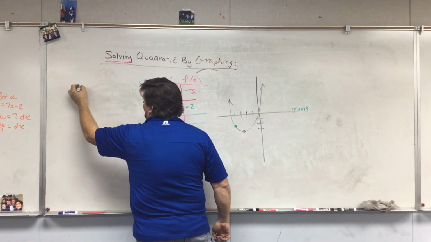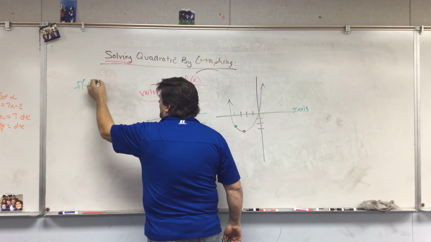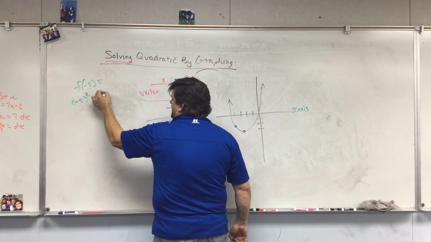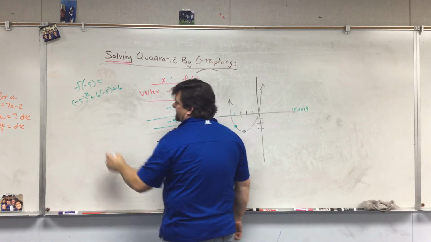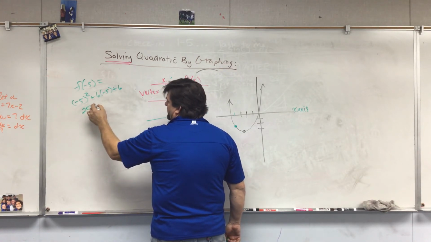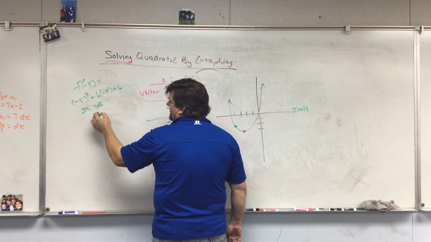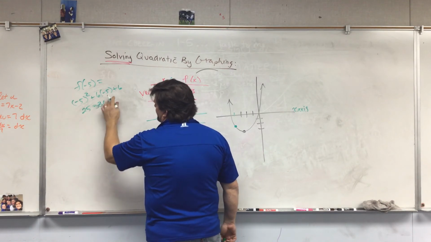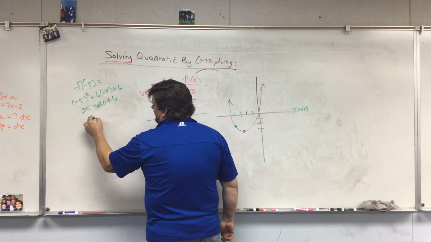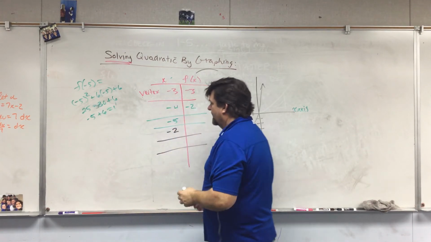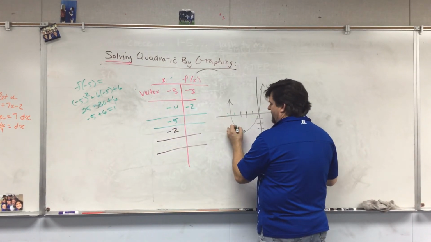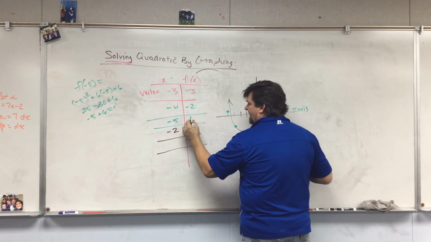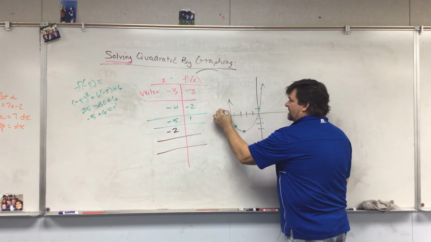So then I'm going to put negative 5 in. So f of negative 5 is going to equal negative 5 squared plus 6 times negative 5 plus 6. This is going to be 25 minus 30 plus 6. Negative 5 plus 6 equals 1. So if I go negative 5 and 1, so that's my point there. So this is negative 5 and 1. Okay.